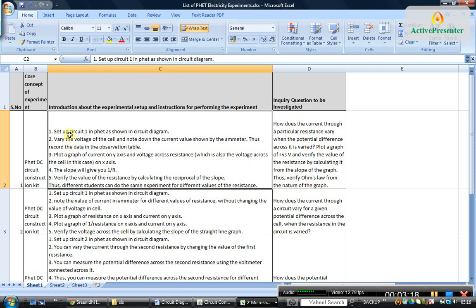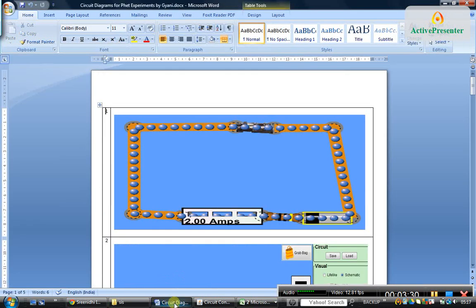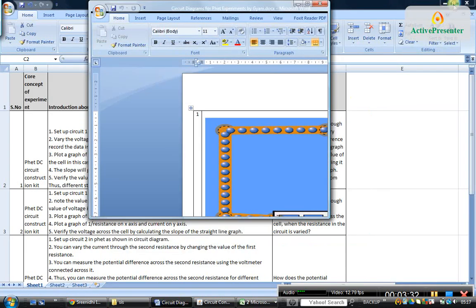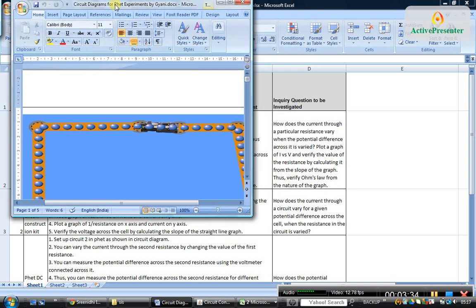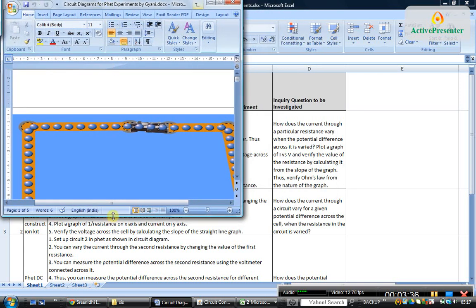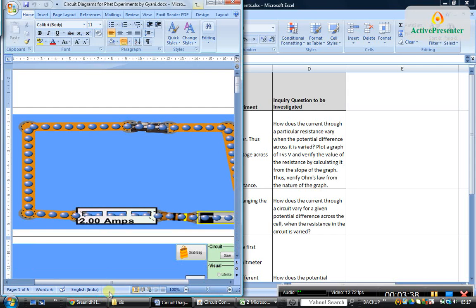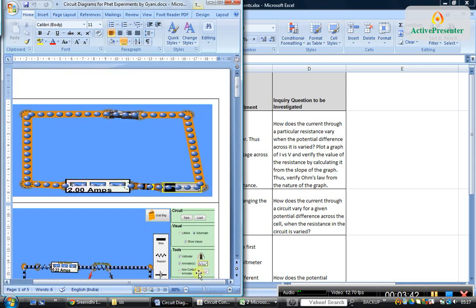So see, here I have mentioned the steps also how you should do. First you have to set up the circuit 1 in PHET as shown in the circuit diagram. So let's do step by step as it's given here. So open the circuit diagram, make it appear in half of your screen. Then go to that PHET simulation.